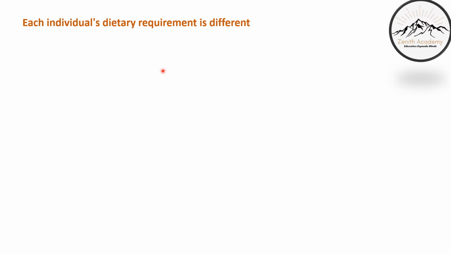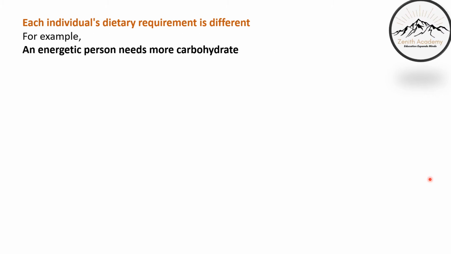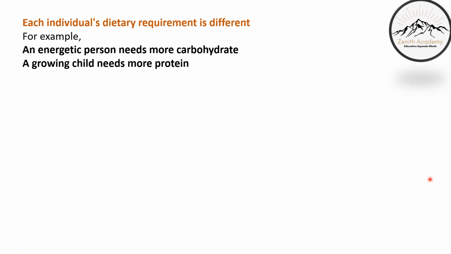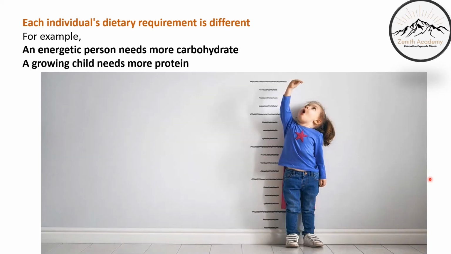Now we know that each individual's dietary requirement is different. For example, an energetic person needs more carbohydrates because we know that carbohydrate helps in the formation of energy. Now, a growing child needs more proteins. We know for growth and building of body, what is needed? Proteins. So, a growing child needs more of protein in his food.